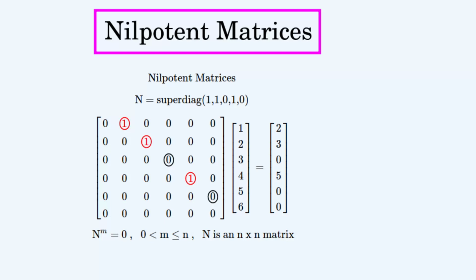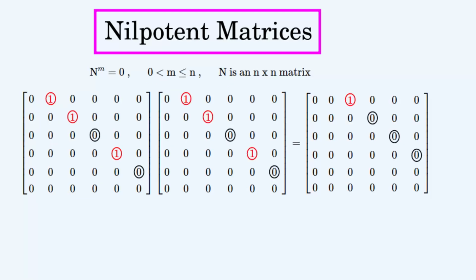The minimum power required to make this matrix the zero matrix is called the index. You can see here how multiplying them together will eventually make them zero, because this diagonal will be shifted to the upper right corner and obtain more zeros along the way.